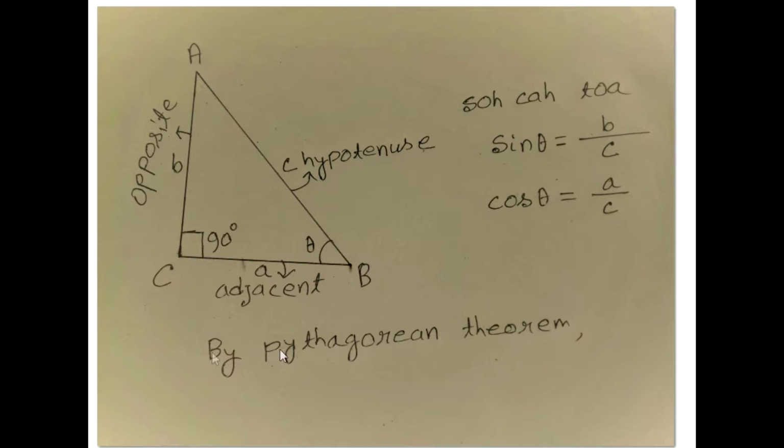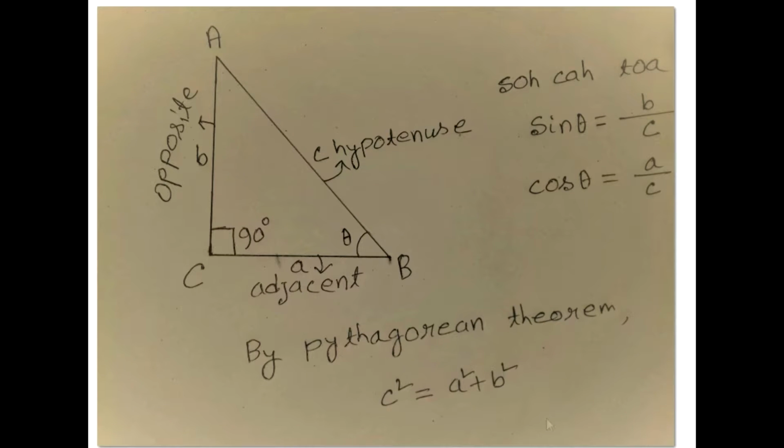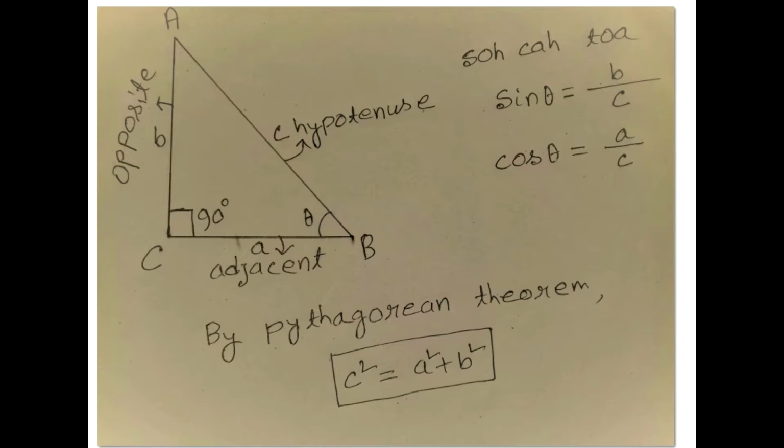So by the Pythagorean theorem, what is the square of the hypotenuse? c squared. So c squared is equal to the sum of the squares of the other two sides, the adjacent and the opposite. So c squared is equal to adjacent squared plus opposite squared, that is, c squared is equal to a squared plus b squared, and this is the Pythagorean theorem, or Pythagoras theorem.